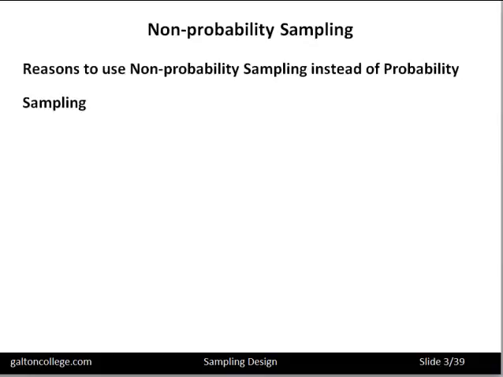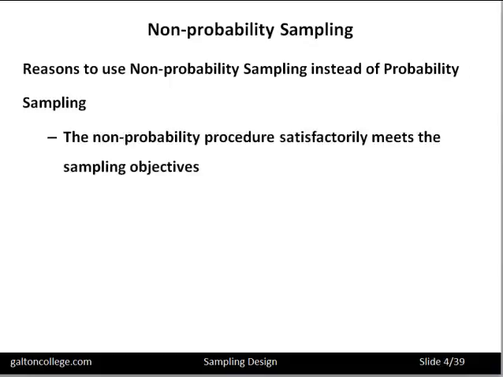Now, non-probability sampling, this is not as scientific or as reliable as random sampling, but it has got some justifications. For example, it may meet the requirements of the sampling objectives. It depends on what the sample is trying to do. It depends on what's required from the sample. So it may actually match that. But certainly it's much cheaper to do than random sampling.